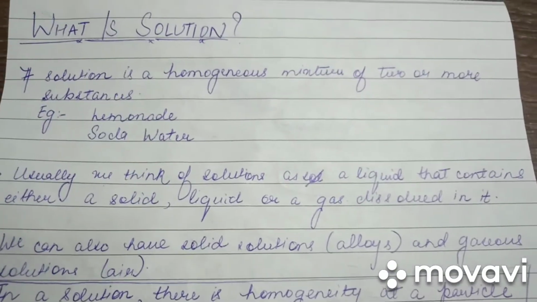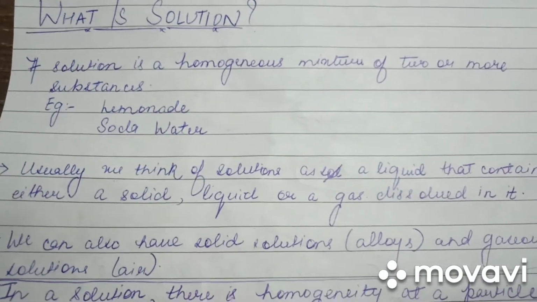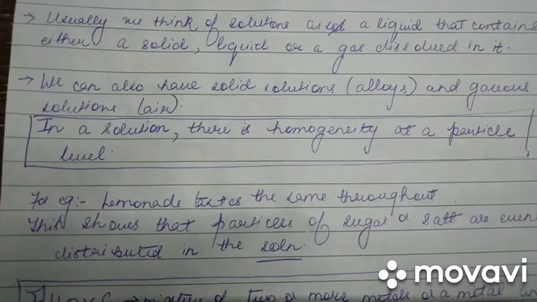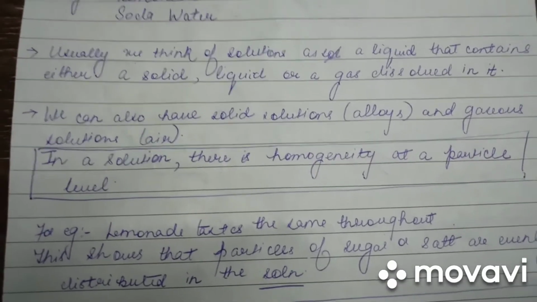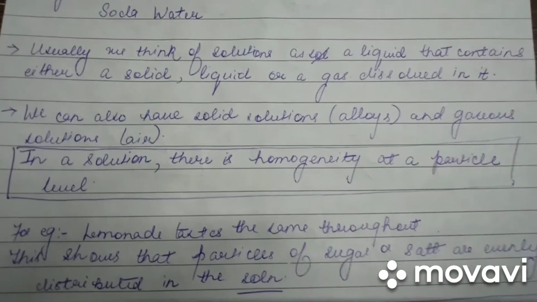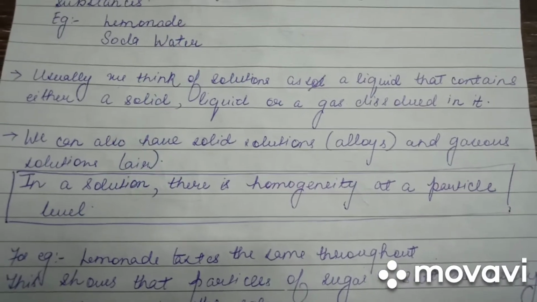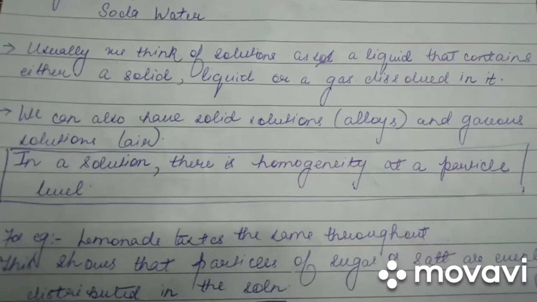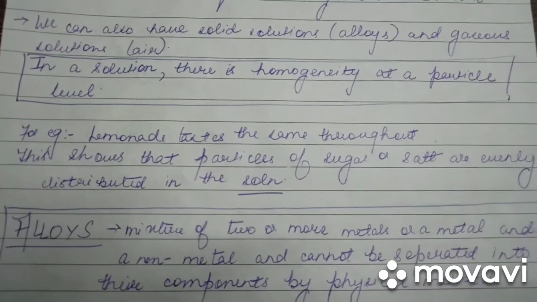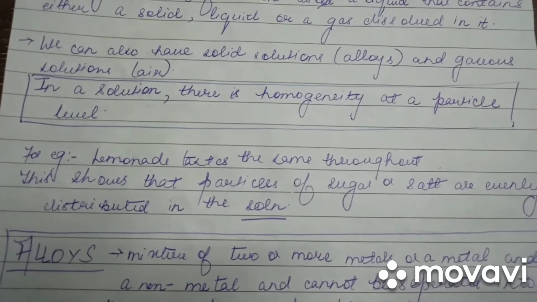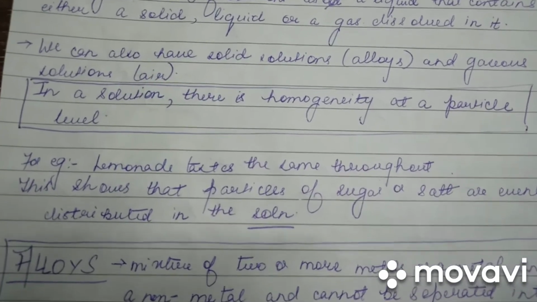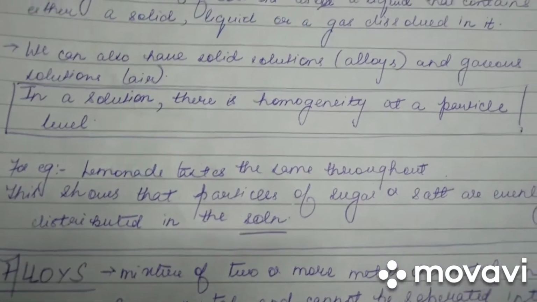Usually, we think of solutions as liquid that contains either a solid, liquid, or a gas dissolved in it. We can also have solid solutions which are called alloys and gaseous solutions, air. In a solution, there is homogeneity at a particle level. Let us consider the example of a lemonade. Lemonade tastes the same throughout. This shows that particles of sugar or salt are evenly distributed in the solution, hence the homogeneity.